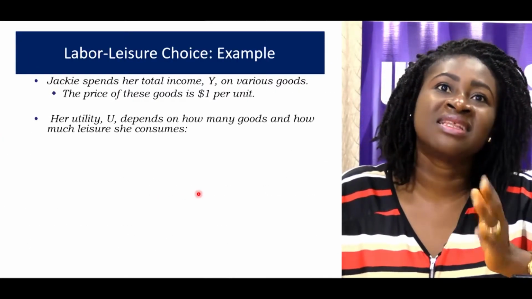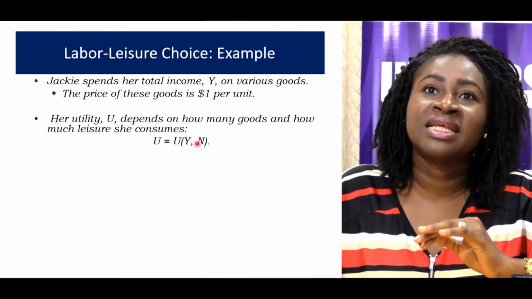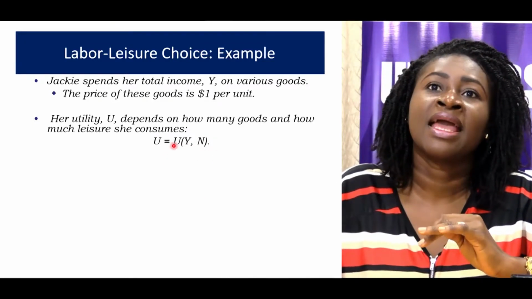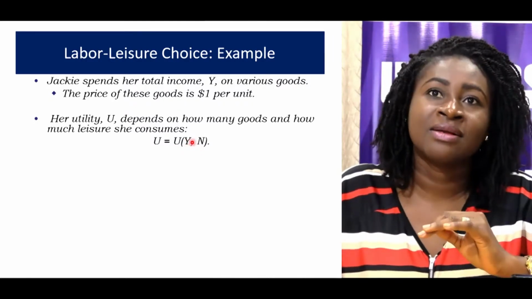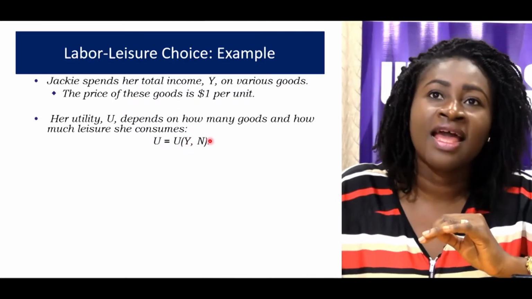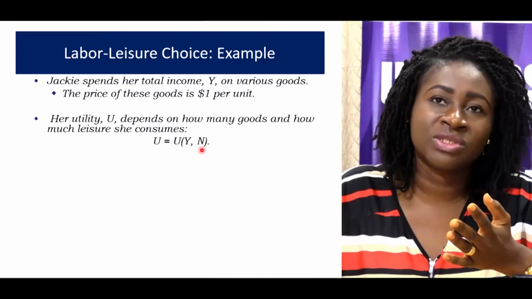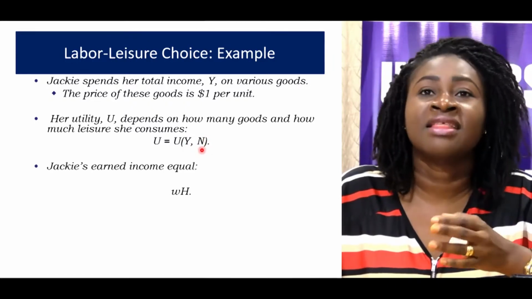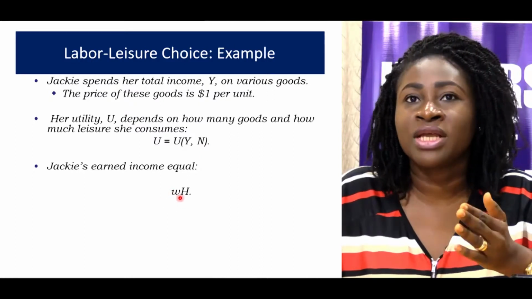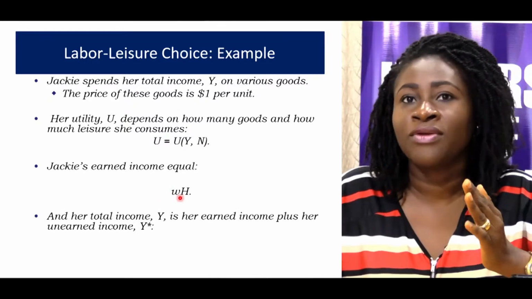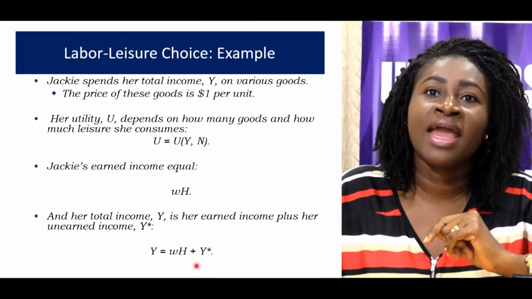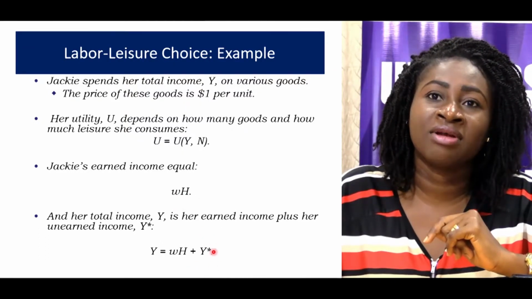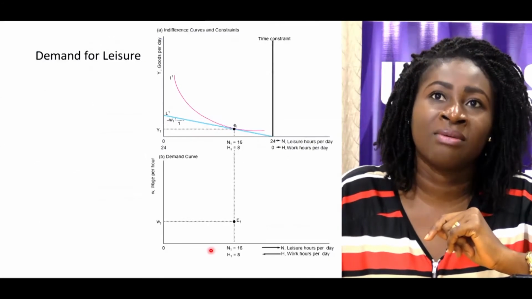So based on this, people's utility is maximized by consumption of goods that income gives you, Y. So the consumption of goods, and then non-work activities, which is leisure, right? The income you earn will be the wage rate multiplied by your hours of work, right? So if you earn some income that you don't work directly for, that will be our Y star.